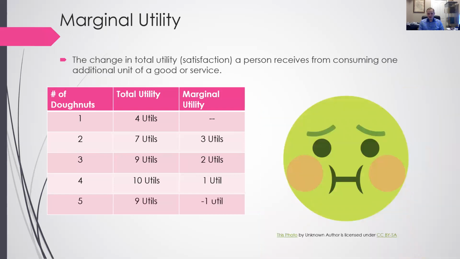It's a bad move, right? My total utility goes from 10 down to 9, and I'm actually experiencing a negative marginal utility. That 5th donut made me sick, made me nauseous. It really just started to ruin the morning for me.